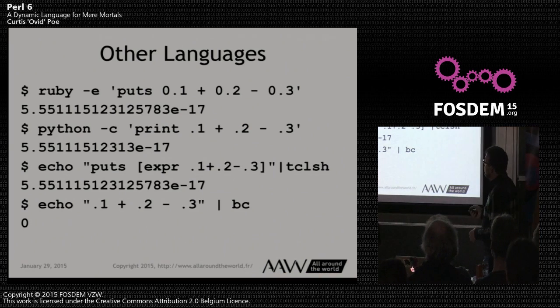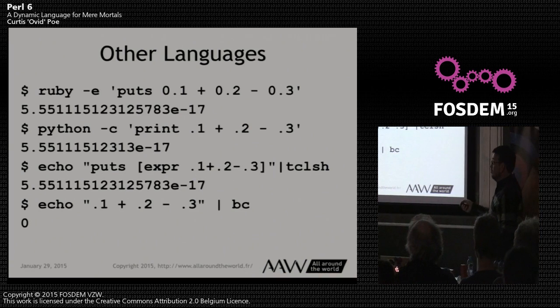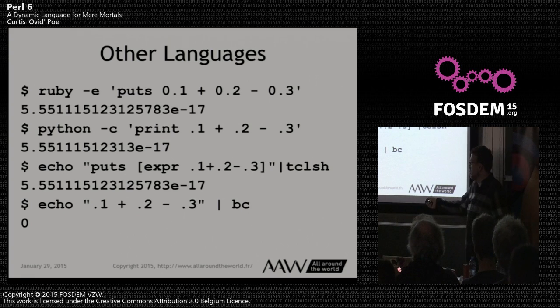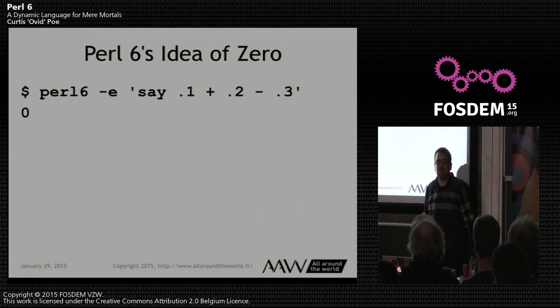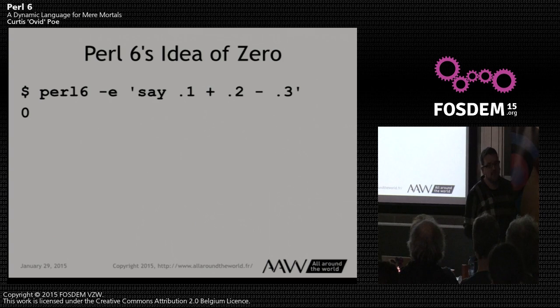And other languages tend not to do any better: Ruby, Python 2, Tcl, BC. BC actually gets this right, but considering that it can't figure out 7 divided by 3, it's not very reassuring. And Perl 6 says 0. If you're wondering what's going on, it's like, ooh, he just pulled a rabbit out of a hat.